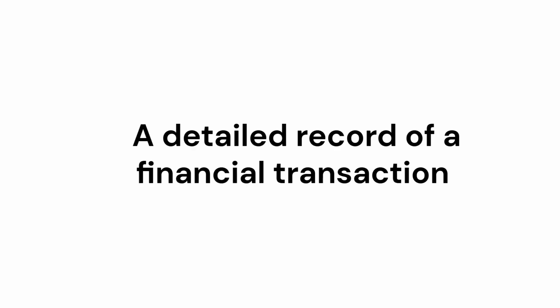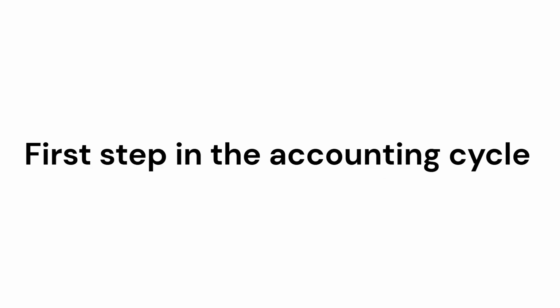Journal entry. A journal entry is a detailed record of a financial transaction, including the date, affected accounts, and debit and credit amounts. It is the first step in the accounting cycle using a double entry system where every transaction has equal debits and credits. These entries are fundamental for maintaining accurate financial records and feeding into the general ledger, which is used to create financial statements like the balance sheet.